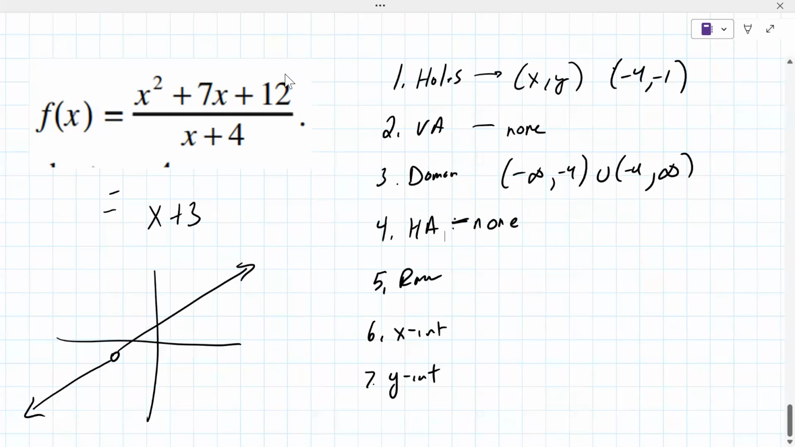And then the range would just be negative infinity to -1 union -1 to infinity. So just stopping for the hole. Yep. And then the x-intercept would be at -3, 0. Okay, agreed.